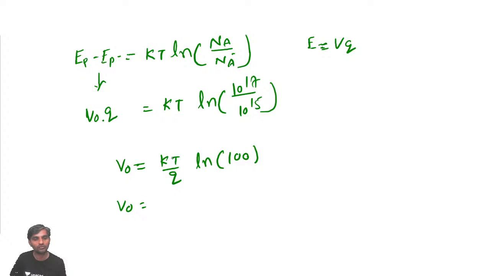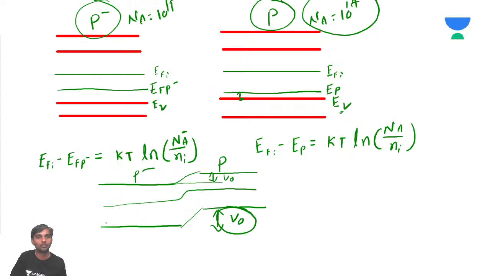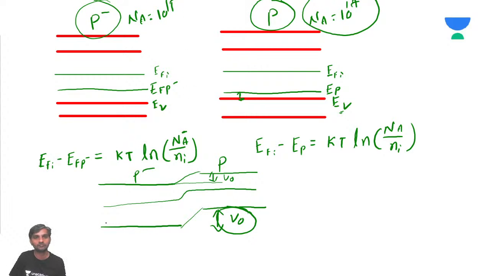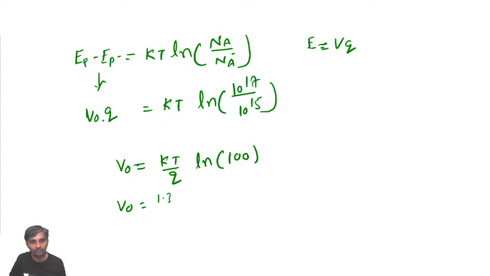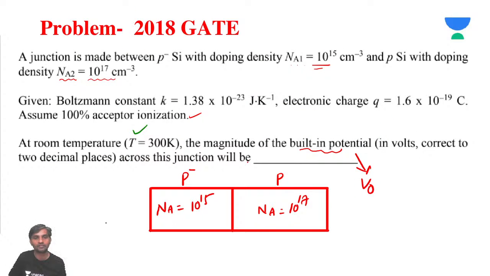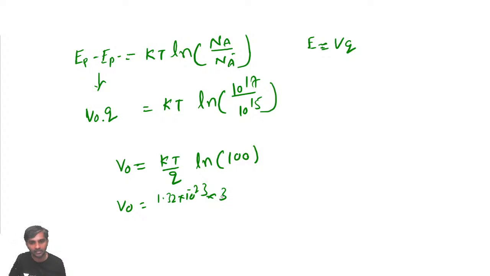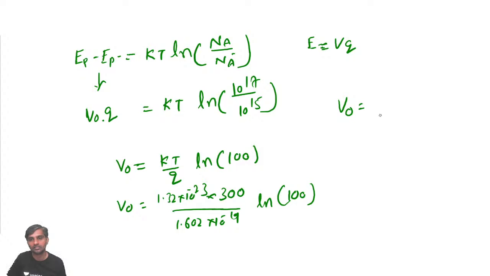Now, substitute all these values. K value is given, T value is given, Q value is also given. Temperature, did he mention the temperature? Yes, he mentioned T. So KT by Q: K is 1.3 into 10 to the power of minus 23, T is equal to 300, divided by Q, 1.602 into 10 to the power of minus 19 coulombs, into ln of 100. So you will get the value of V naught.